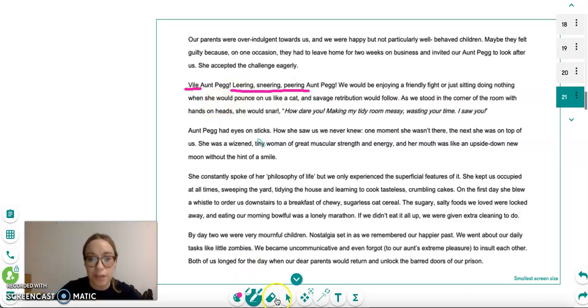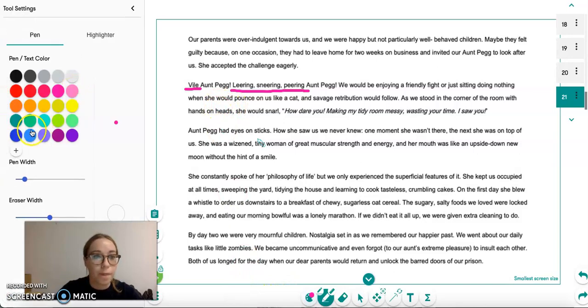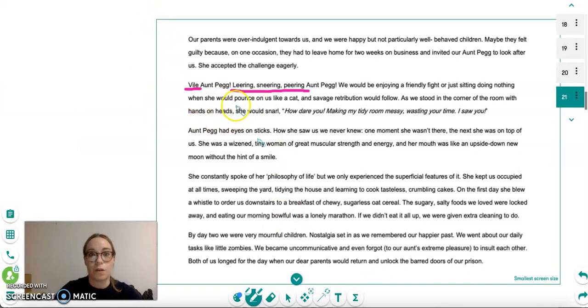Here we have, let me see if I can change my pen colour. Okay, so she would pounce on us like a cat. Can you tell me what kind of a literary device that is? Absolutely, it's a simile. So it is using the word like to create a mental image for us, a mental point of comparison. Pounce on us like a cat.